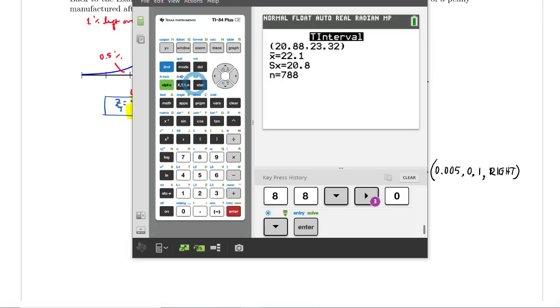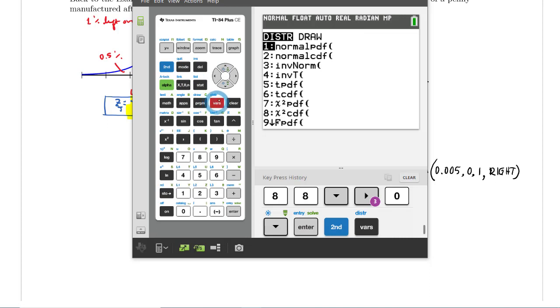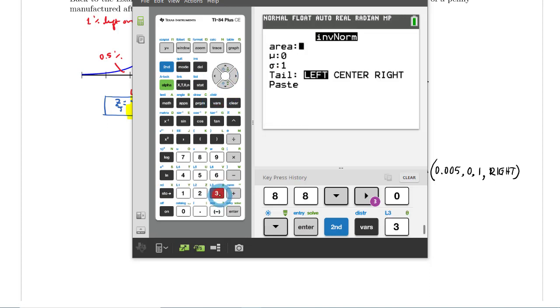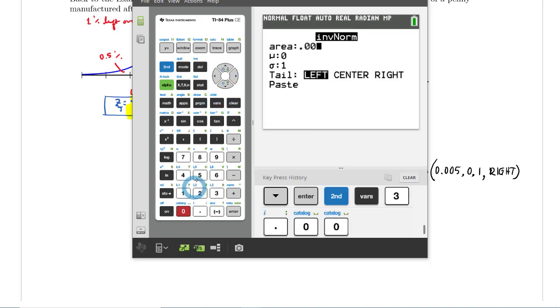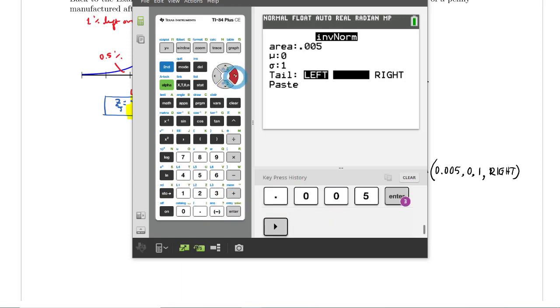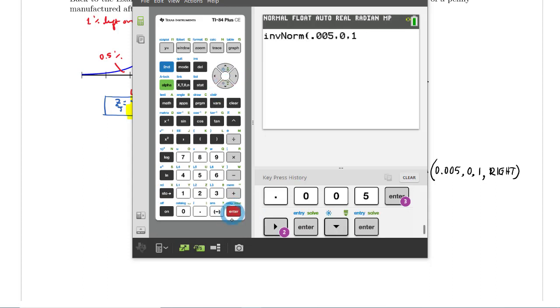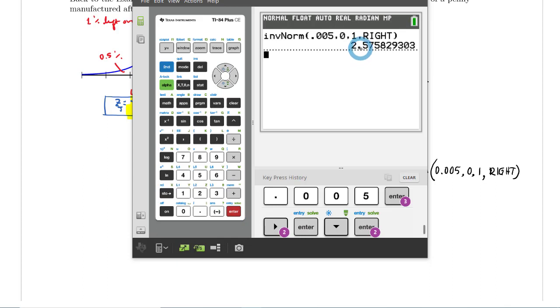So you'll go to second vars and go to number 3 and just put 0.005, enter 0, 1 all the way, and then select right and then paste. So you have 2.576.